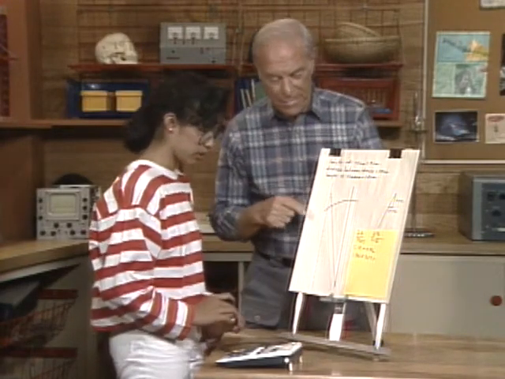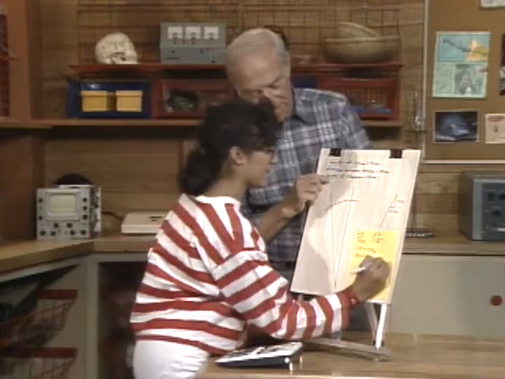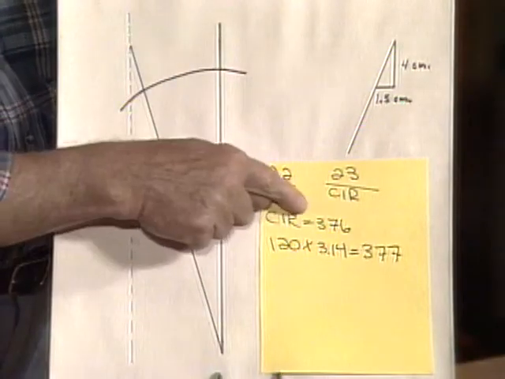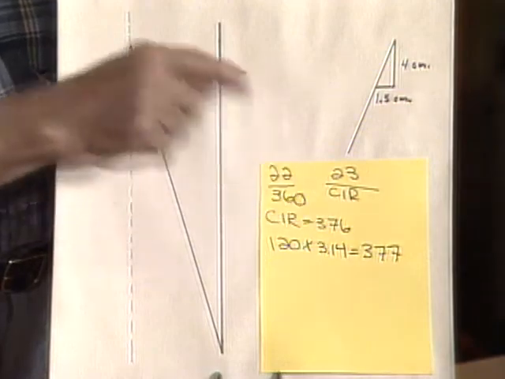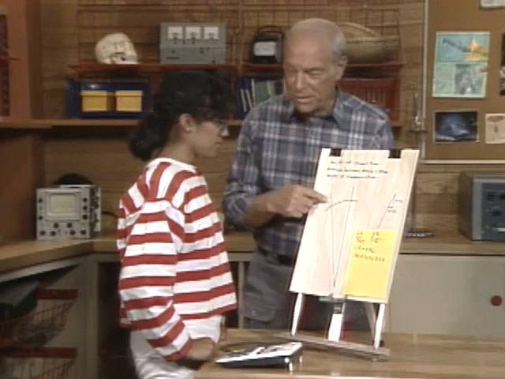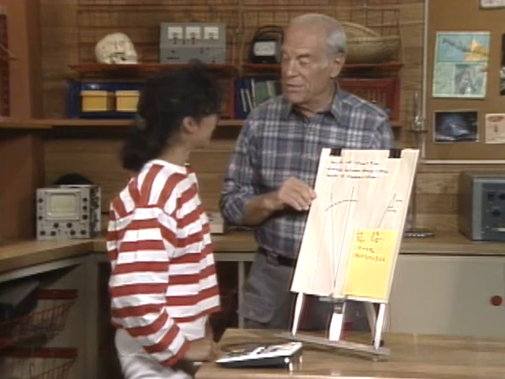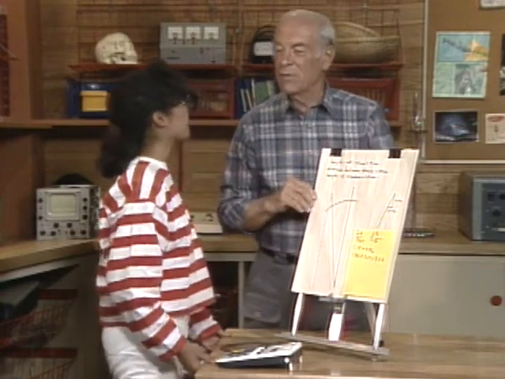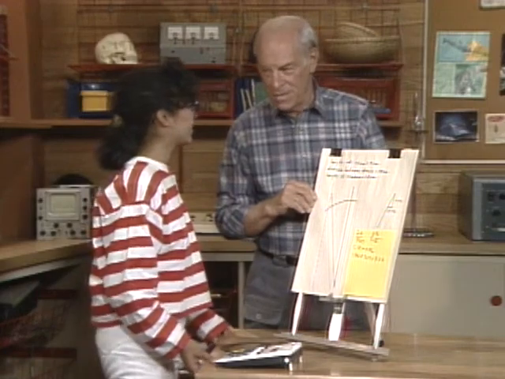What is it? 377. Look, only off by 1. Isn't it amazing that using this sort of system, you can come that close? Who was your math teacher last year? Mr. Perry. Well, you tell Mr. Perry you did a good job with the mathematics. Congratulations. Thank you.